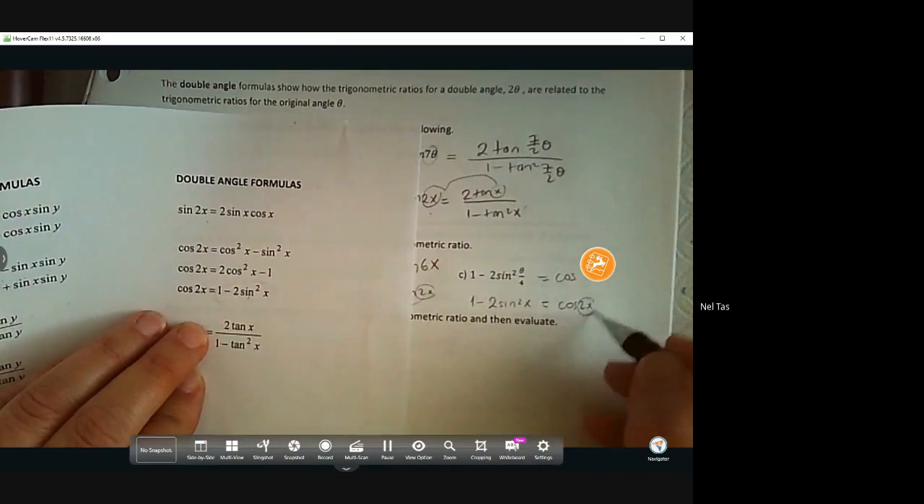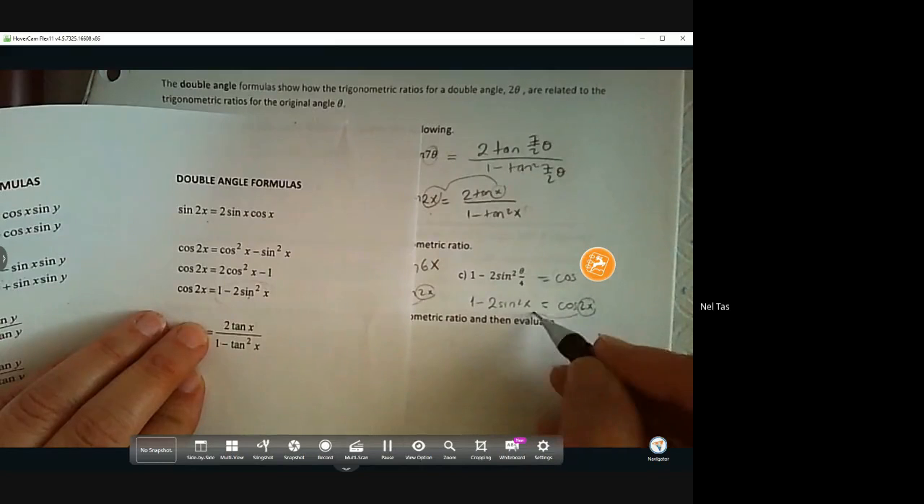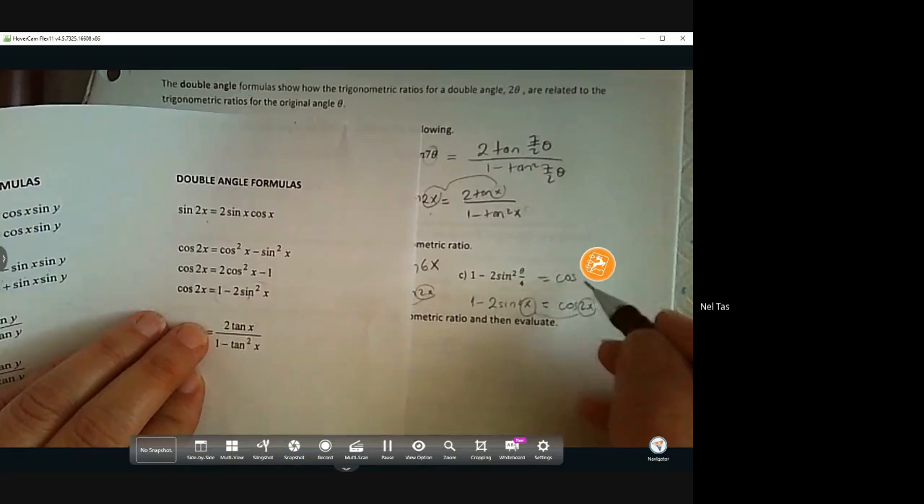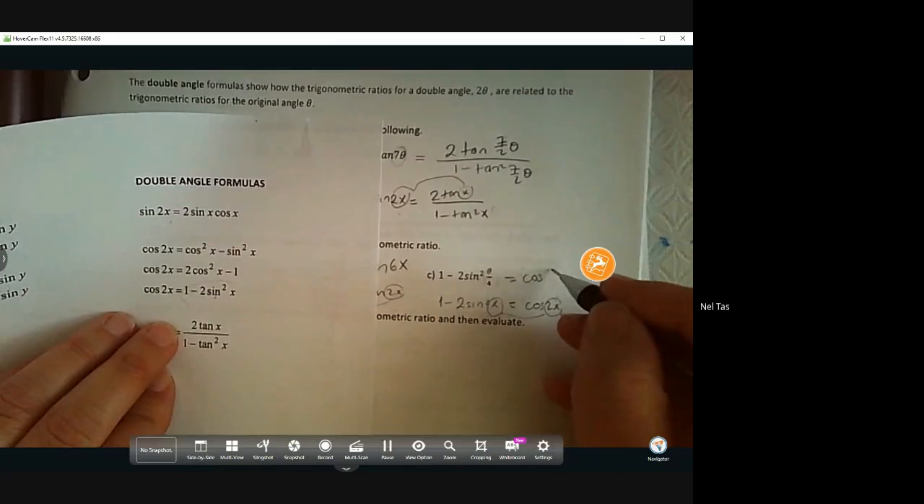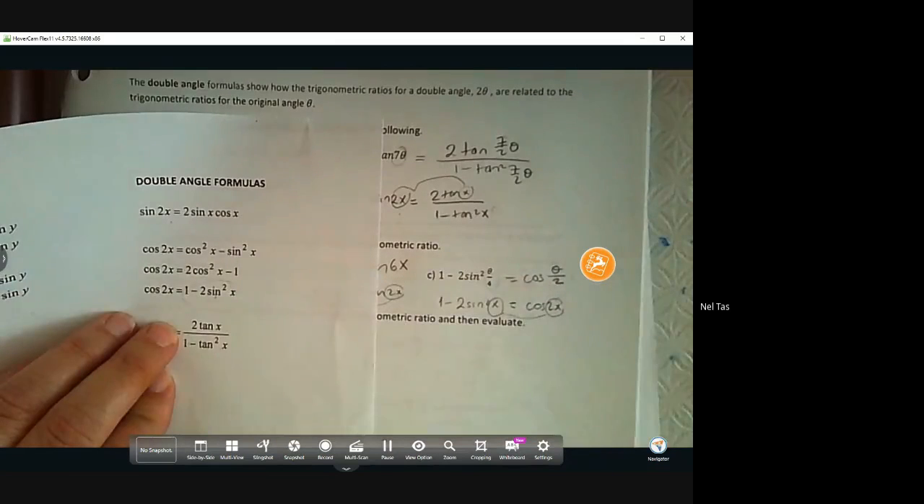Again, on this side, this 2x is 2 times this angle x. And whatever I put here as an angle should be 2 times theta over 4. So theta over 4 times 2 gives you theta over 2.